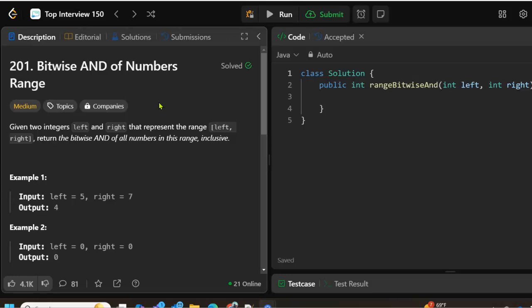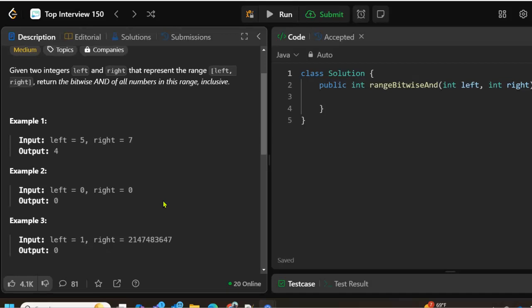Given two integers, left and right, that represent the range, return the bitwise AND of all numbers in this range, inclusive. You might say, why is that medium difficulty? I mean, we can just AND all the numbers in the range.